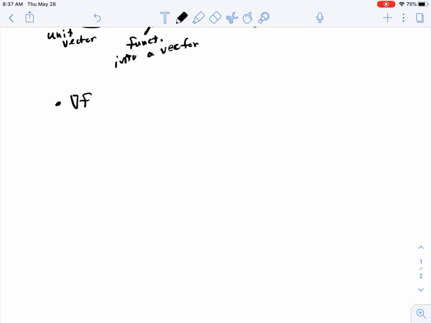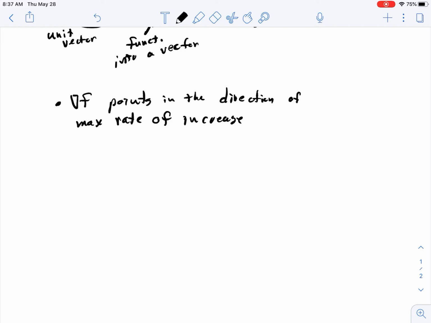So if you have gradient F, it basically points in the direction of the maximum rate of increase. Can you have a negative value? Yes, and that would be in terms of a rate of decrease. Okay.